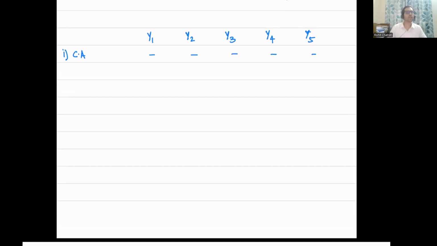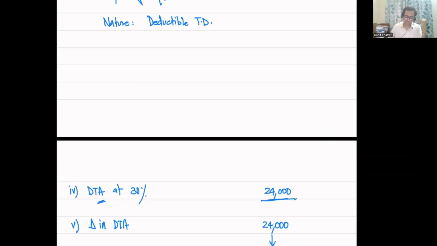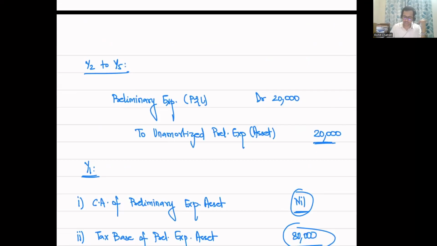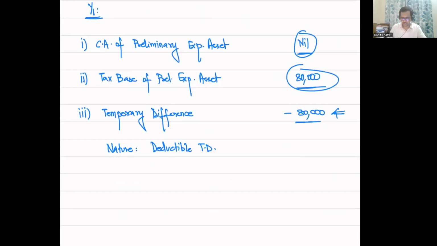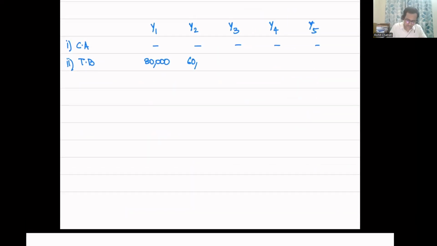All right, in my books of accounts, there's going to be no asset in every year. The tax base at the end of year one, we saw, was 80,000. Every year, 20,000 is going to get amortized, which means that 80,000 will keep decreasing by 20,000 every year. In the subsequent years, the asset value is getting reduced by 20,000 each year. Therefore, 80,000 will become 60,000 in year two. It will become 40,000 in year three.